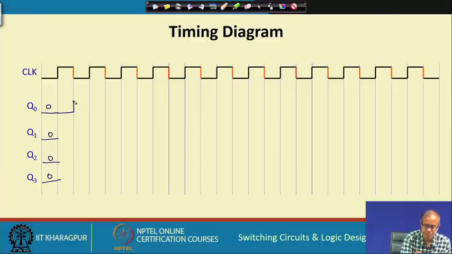First, let me draw Q 0. Again at the next falling edge, Q 0 will again change state. Again falling edge, change state. This will continue. So, Q 0 will become like this.